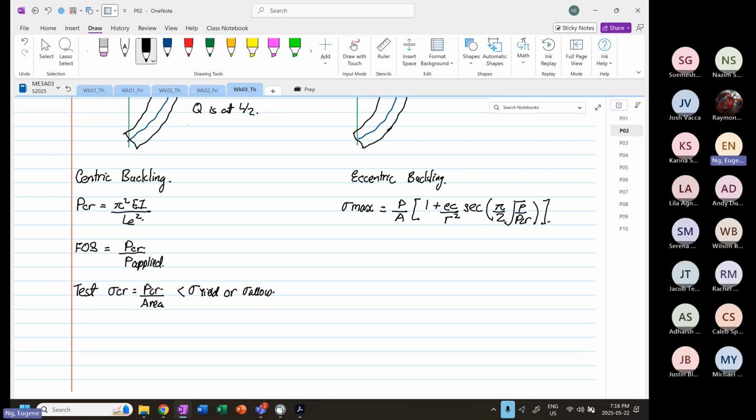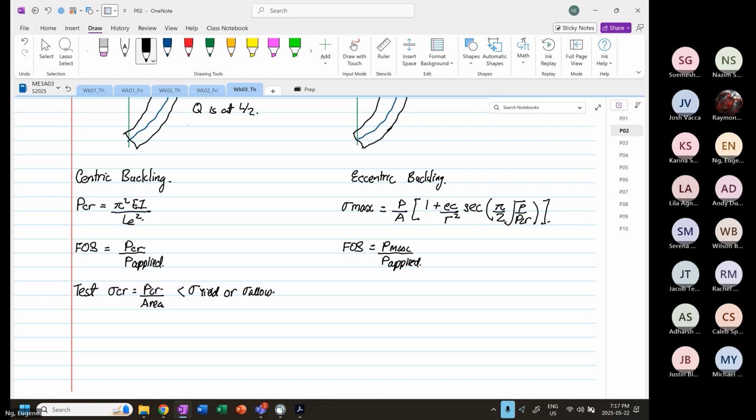Okay, you can see that the formula is different already. You can see that the formulas for centric and eccentric buckling are not the same anymore. So in eccentric buckling, we will have a factor of safety for eccentric. So factor of safety will be equal to P max over P applied.